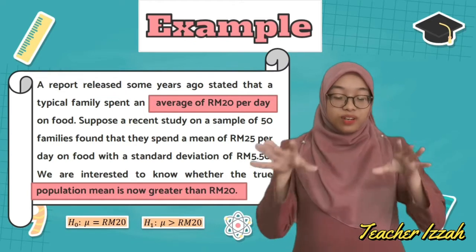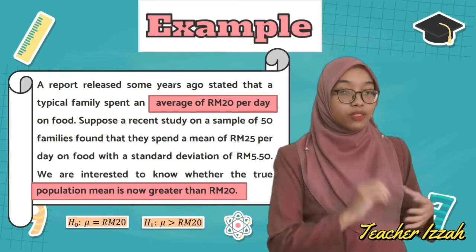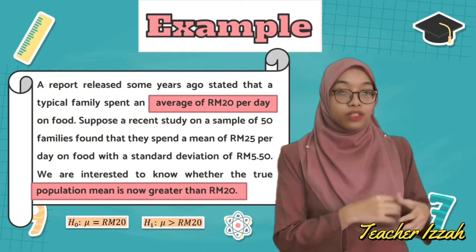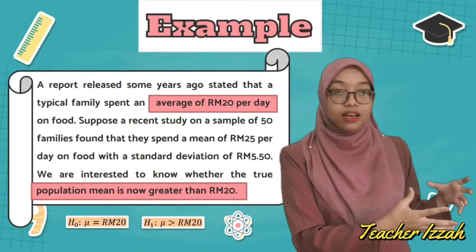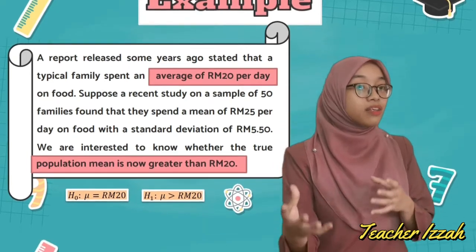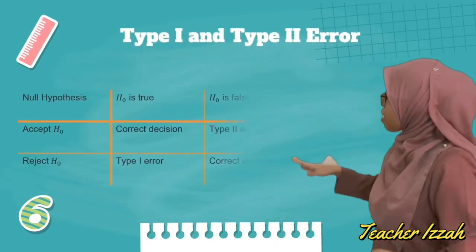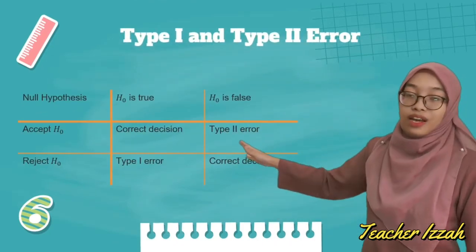Okay, so in this statistical testing, actually there are four possible situations where after you decide the outcome, your decision might be true or might be in error. Okay, so I can summarize this in the table here. You see some correct decisions and type 1 error, type 2 error.